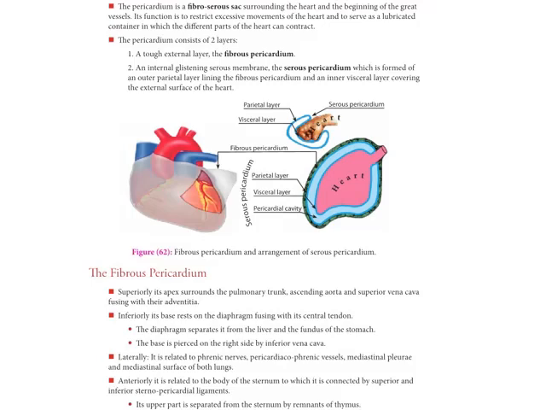What is pericardium? Pericardium is a fibroserous sac surrounding the heart and the beginning of the great vessels. Its function is to restrict the excessive movement of the heart and to serve as a lubricated container in which the different parts of the heart can contract.